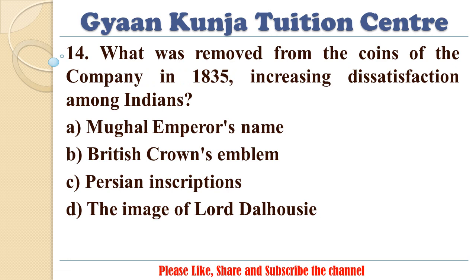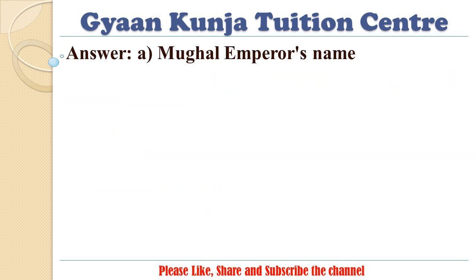Next, 14. What was removed from the coins of the company in 1835, increasing dissatisfaction among Indians? A. Mughal emperor's name. B. British crown's emblem. C. Persian, the image of Lord Dalhousie. Answer A. Mughal emperor's name.